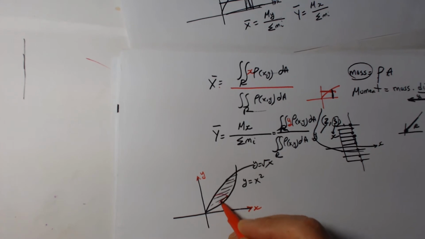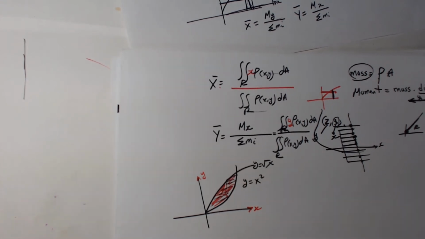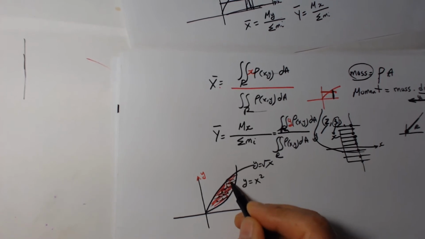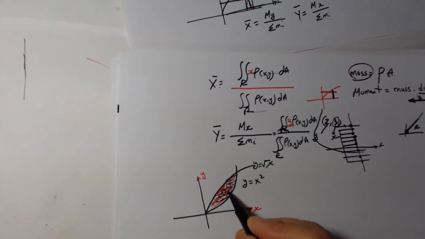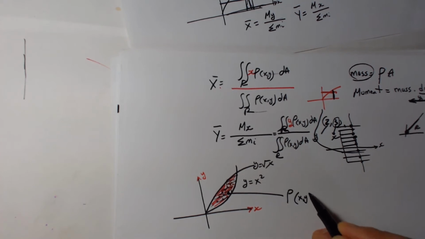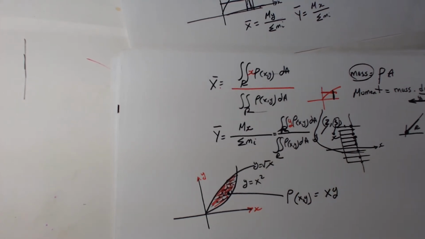This piece could be made of one material. This piece could be made of another material. This piece could be made of another material. This piece could be made of another material. Therefore, it depends where you are. Wherever you are, your density is going to be different. Therefore, location is important. If I'm assuming this location, at any given point, I'm going to say the density at the location is defined by x times y. Therefore, whatever the x of that point is, and whatever the y, you multiply them, and that becomes your density.